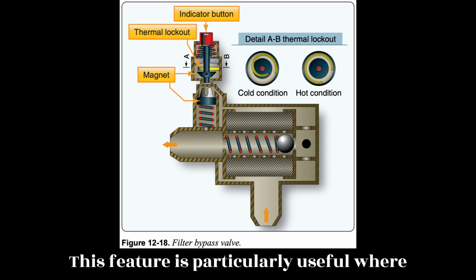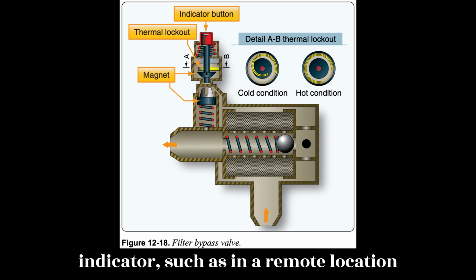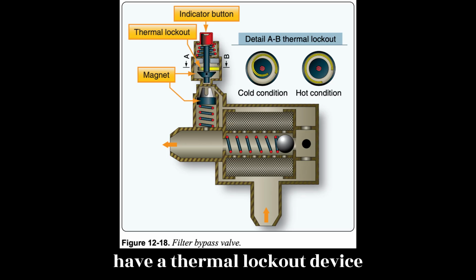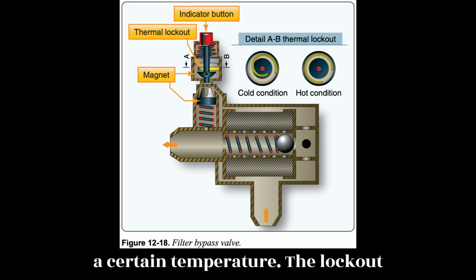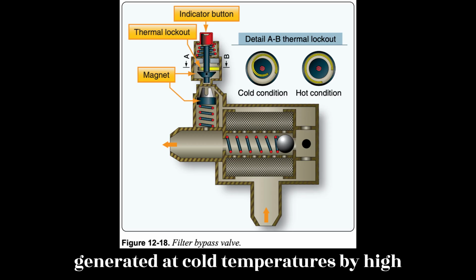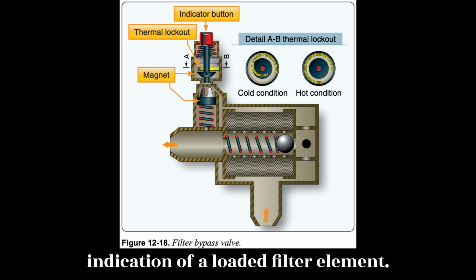This feature is particularly useful where it is impossible for an operator to continuously monitor the visual indicator, such as in a remote location on the aircraft. Some button indicators have a thermal lockout device incorporated in their design that prevents operation of the indicator below a certain temperature. The lockout prevents the higher differential pressure generated at cold temperatures by high fluid viscosity from causing a false indication of a loaded filter element.